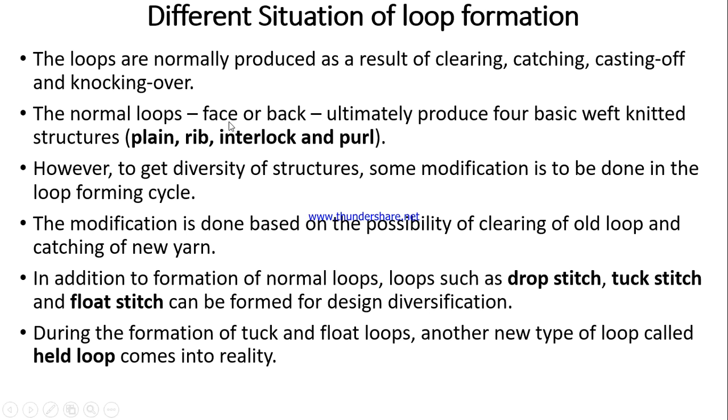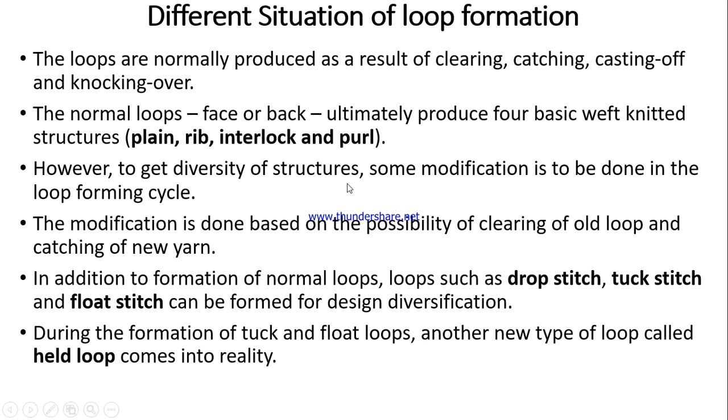Now the normal loop, face or back loop, ultimately produce four basic weft knitted structures: plain, rib, interlock and purl. Already I have mentioned these are the four basic weft knitted structures. The plain fabric is a single jersey fabric, whereas rib, interlock and purl are the double jersey fabrics. Still, these are the basic structures. There may be some variation possible depending upon the action of clearing, catching and casting off and knocking over functions of the needles which are present for the loop formation during the knitting.